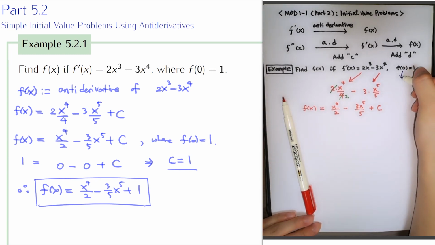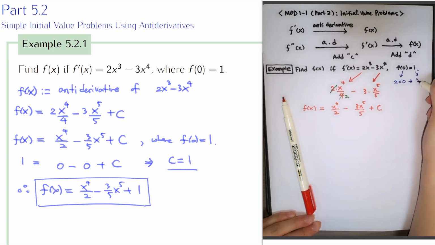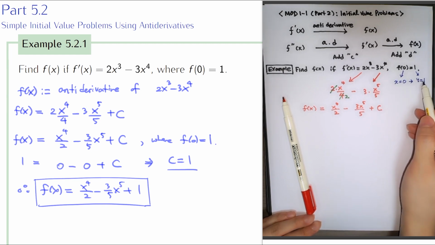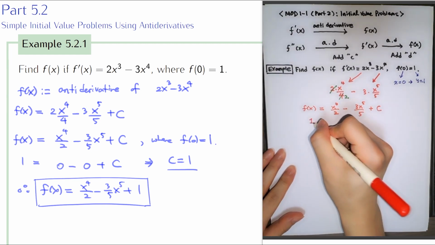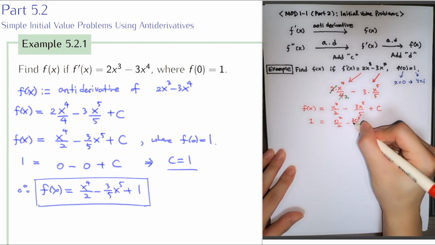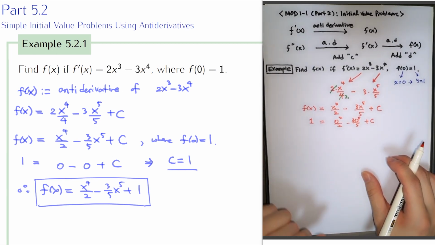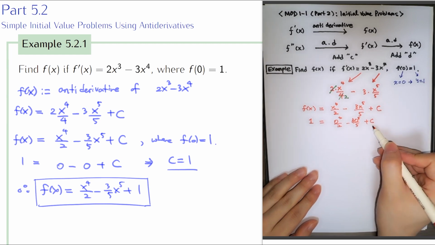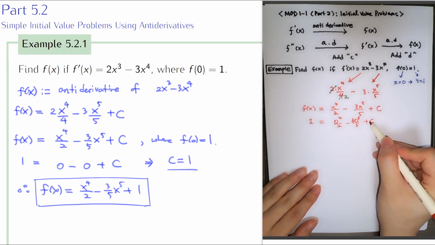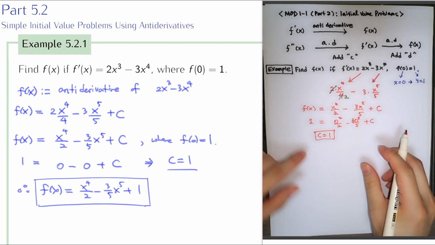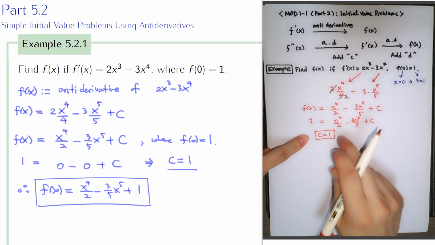This 0 means when x is equal to 0, this 1 means the y value is equal to 1. So we know x is 0, y is equal to 1, plug it in here. 0 over non-zero minus 0 times anything is 0. So what does it mean, everyone? It means the constant c must be equal to 1 in this case. So this solves the initial value problem for this guy.